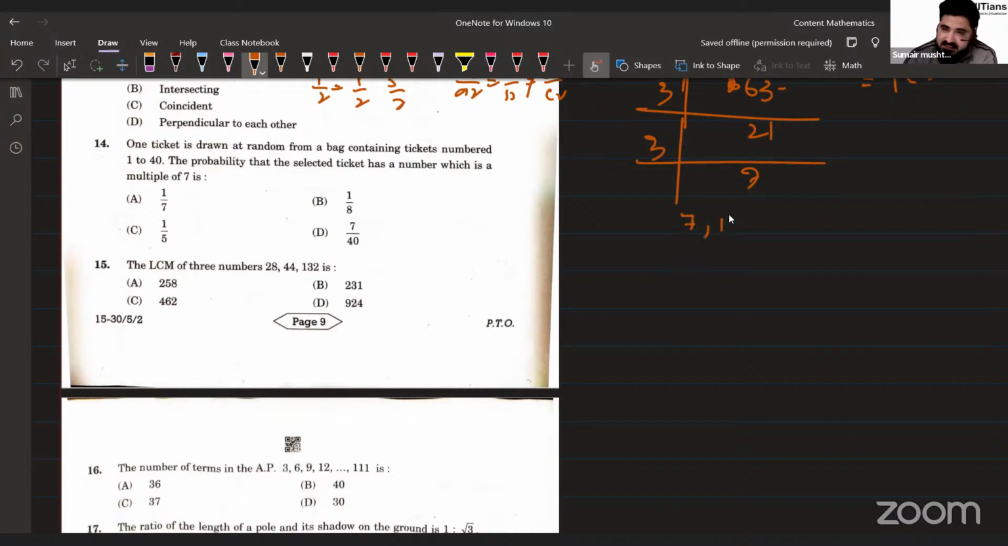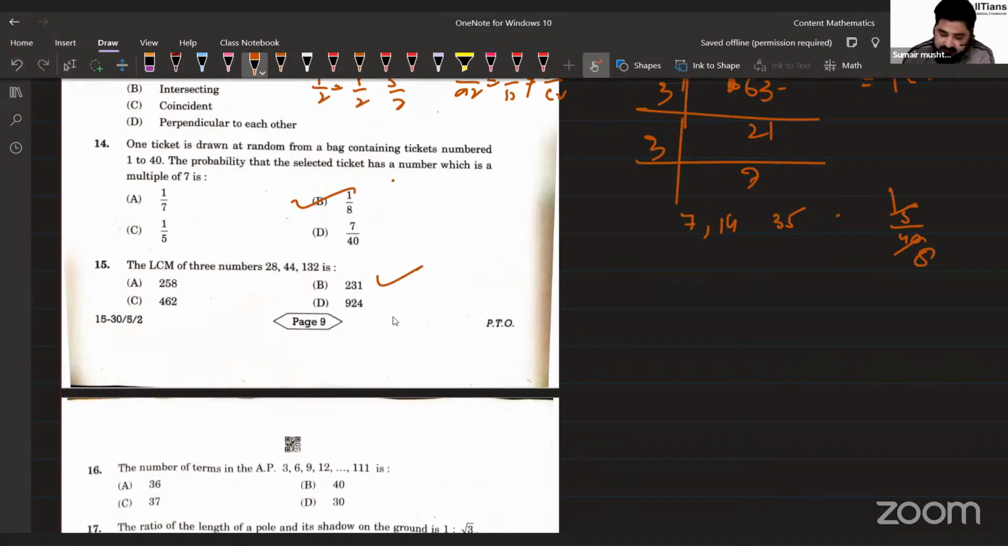First multiple is 7, then it is 14. How many multiples are there? What is the last multiple? Last multiple is 35. So there are 5 multiples of 7, isn't it? Out of 40. So the probability is 5 upon 40, which is equal to 1 by 8. Very nice.